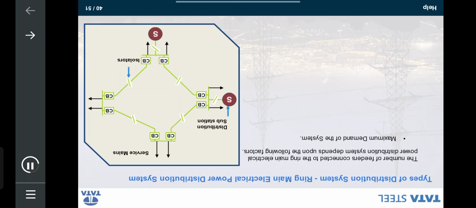Maximum demand of the system. If it is more, then more numbers of feeders feed the ring. Total length of the ring main distributors. If length is more, to compensate the voltage drop in the line, more feeders need to be connected to the ring system. Required voltage regulation. The number of feeders connected to the ring also depends upon the permissible allowable voltage drop of the line. This is the ring main electrical power distribution system.